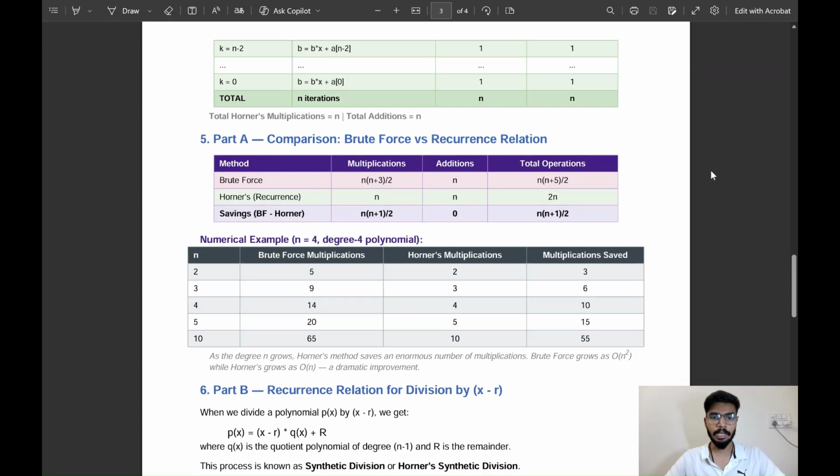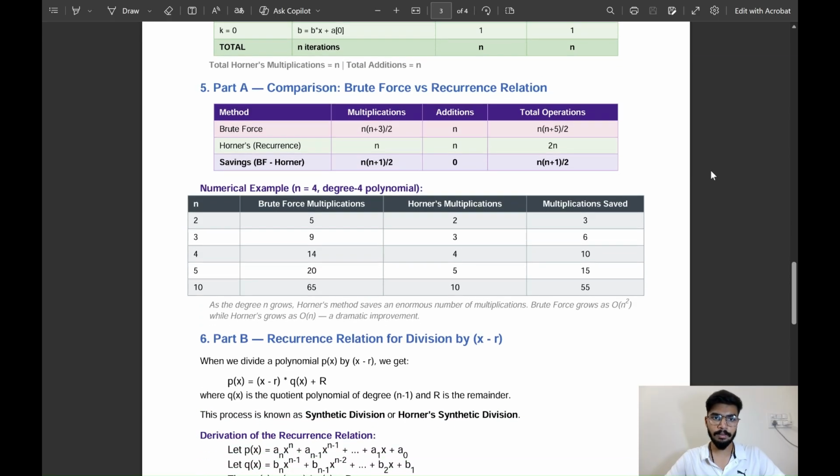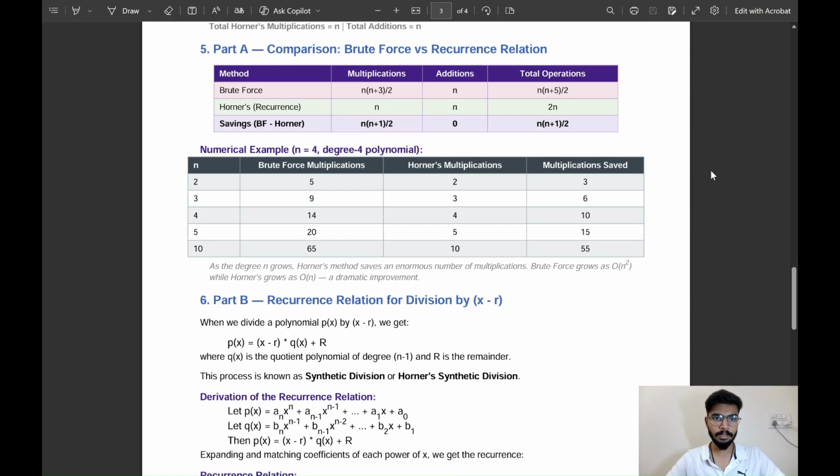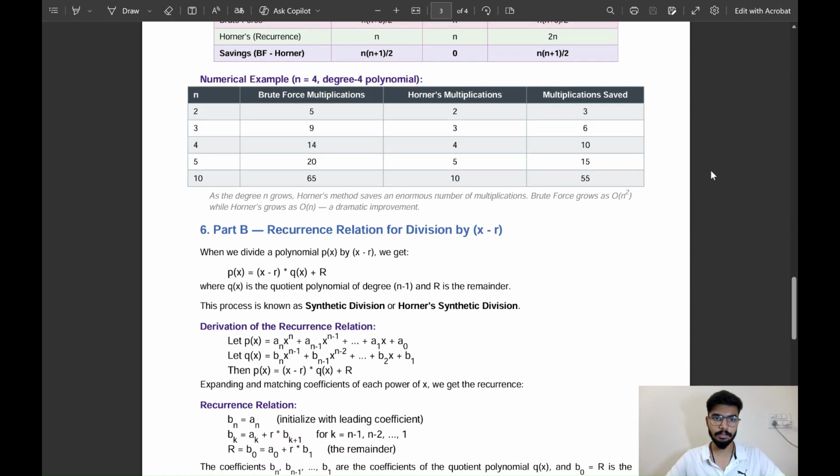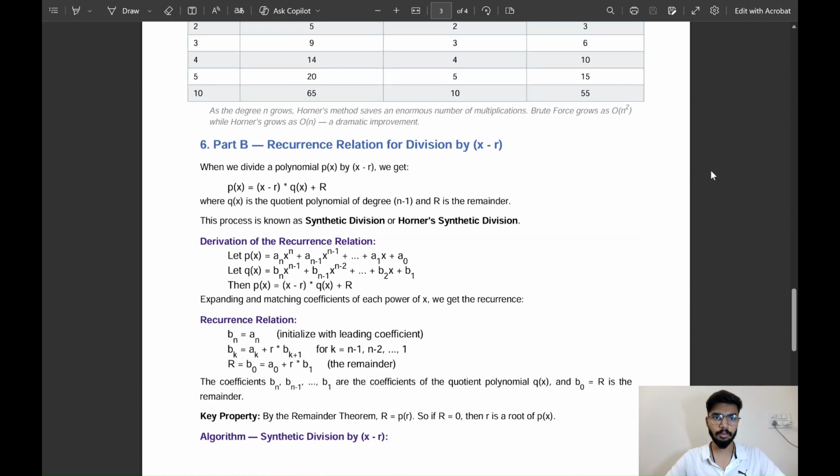Okay, now you can see our numerical example, n is equal to 4, a degree 4 polynomial, and you can see the brute force multiplications, Horner's multiplications, and multiplications saved. Here you can see how they differ from each other. Okay, now we will move towards our Part B, which is the recurrence relation for division by x minus r.